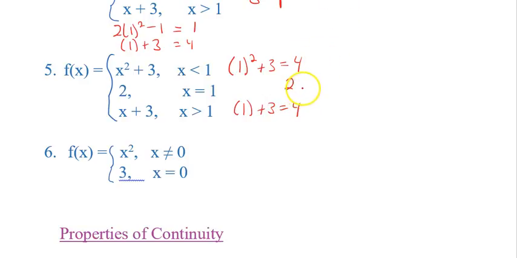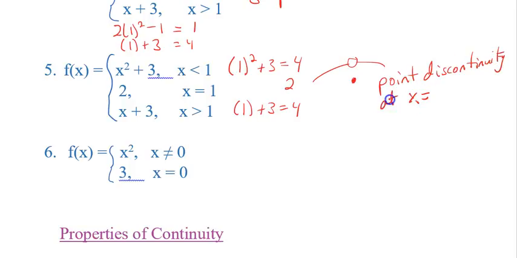So this is a situation where both sides are going to 4, but the point is at 2. And so this is what I was talking about with the yellow star. If both sides are coming up to 4, and the point is at 2, that's a point discontinuity. So point discontinuity, and that's at x equals 1. Both sides are there, the limit is there, the limit would be 4, but it's not continuous because the point is not filled in, it's not smooth, you'd have to pick up your pencil.